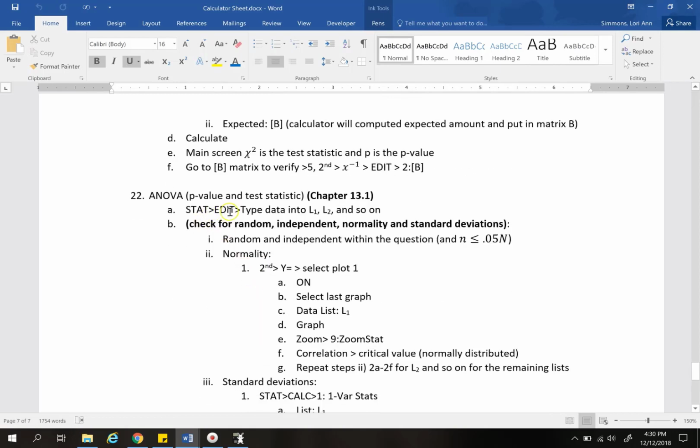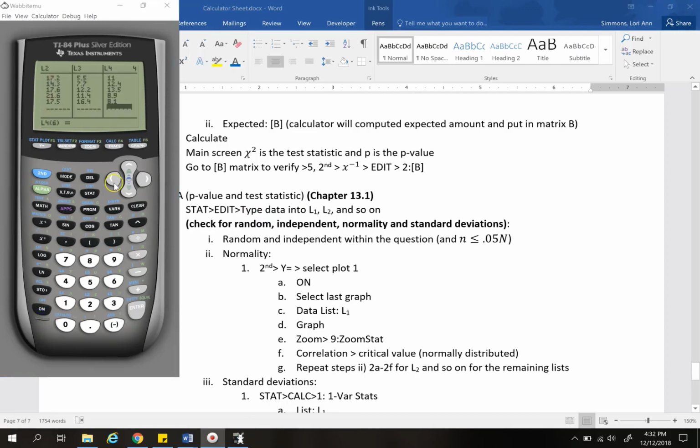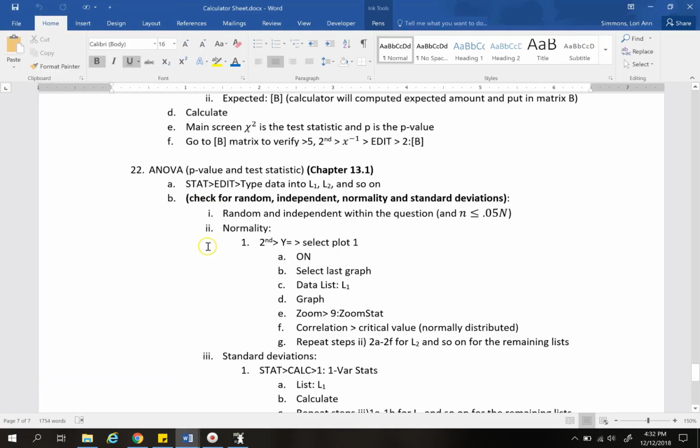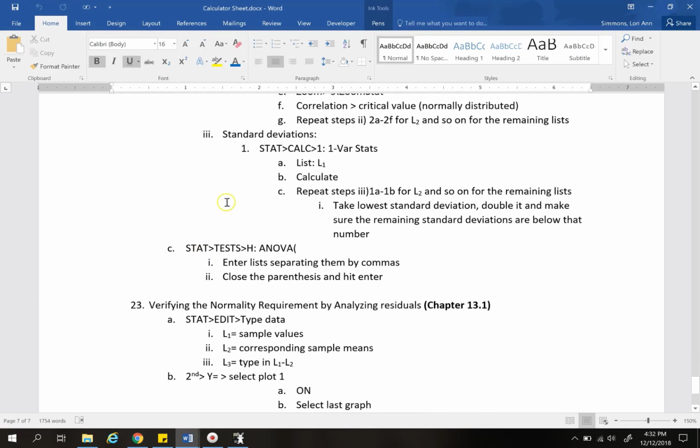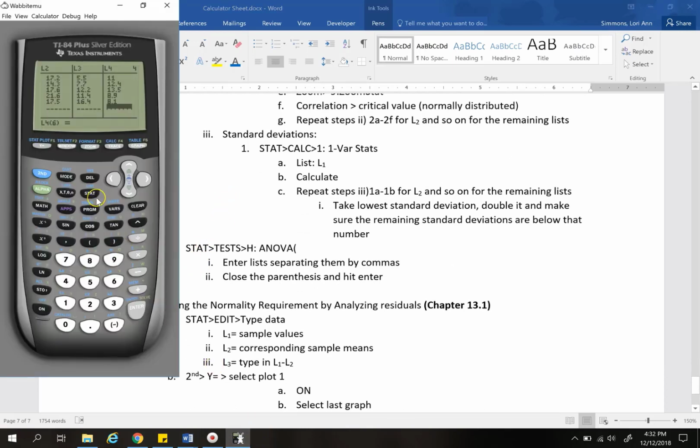So number 22, type the data into the lists. You can see here the data is in list 1, 2, 3, and 4. We already checked the requirements, so it's done. Now we can go to Stats, Tests, ANOVA, and then enter all the lists it is in, separating them by a comma, and then after the last one, end the parenthesis and hit enter.